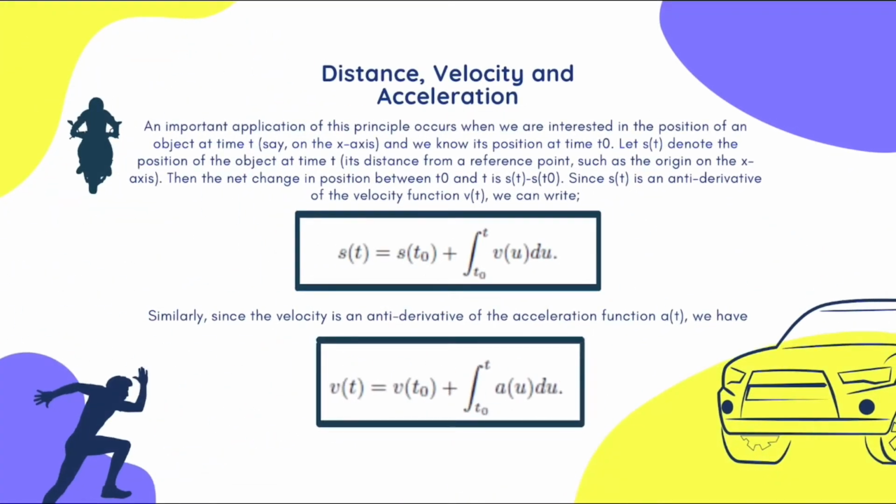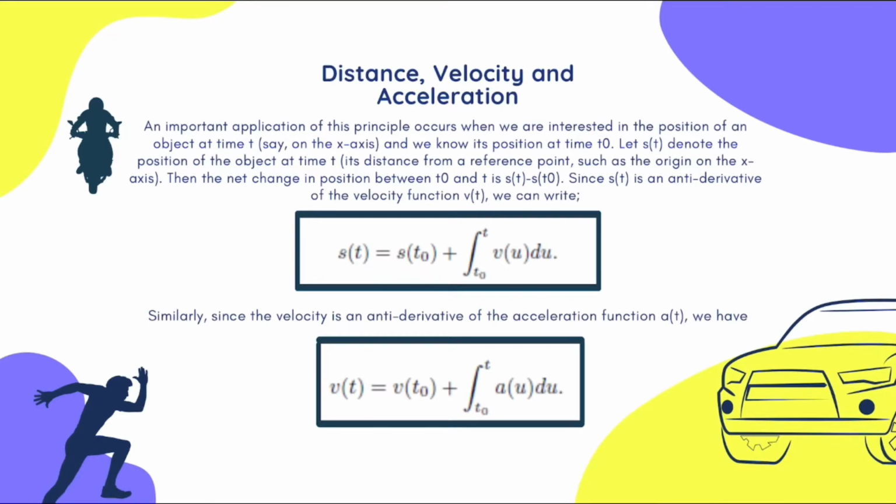So the first example is related to distance, velocity and acceleration. An important application of this principle occurs when we are interested in the position of an object at time t, say on the x-axis, and we know its position at time t0. Let s(t) denote the position of the object at time t, its distance from a reference point, such as the origin on the x-axis. Then the net change in position between t0 and t is s(t) minus s(t0).